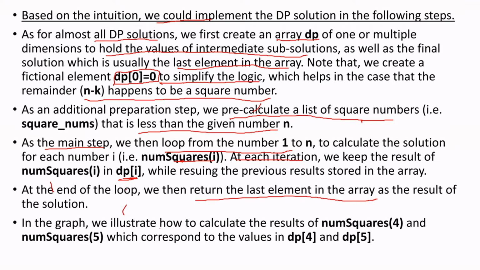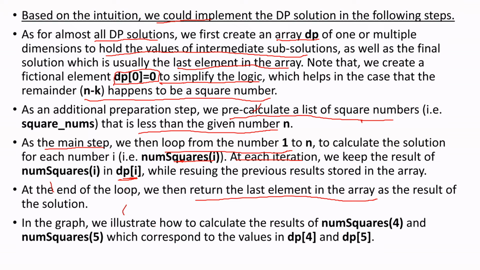So let's understand how to illustrate how to calculate the result of nums 4 and nums 5, which correspond to dp4 and dp5, right? Or either you can pause here and try by your own what the approach should be here. First you have to take a dp array, one dimensional or two dimensional, whatever required, and then you have to hold all the values of intermediate sub solutions, and then we have to create one fictional element, that is dp of 0 equal to 0, to simplify the logic actually.